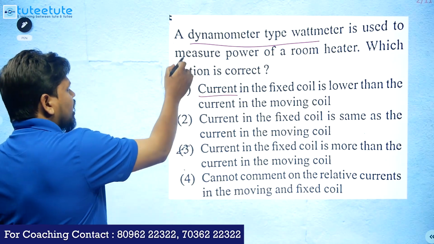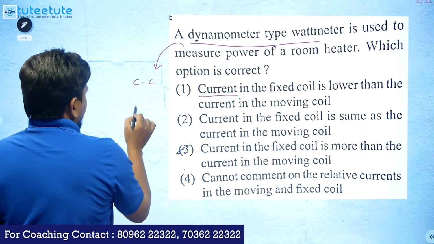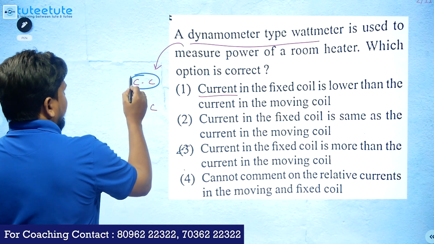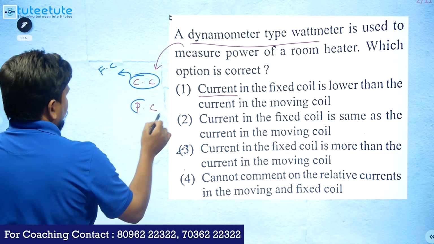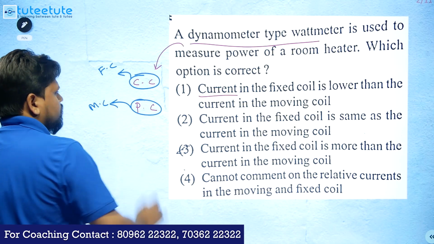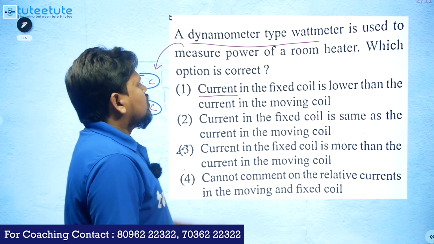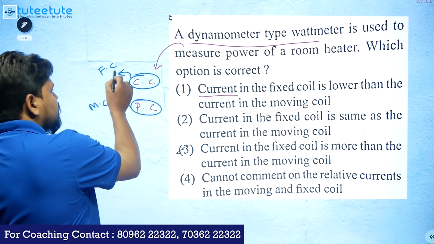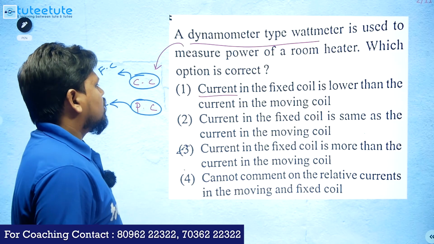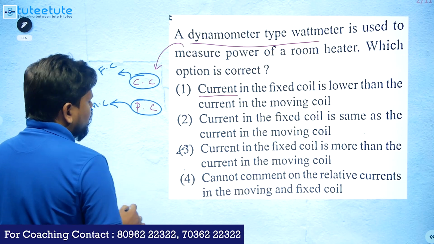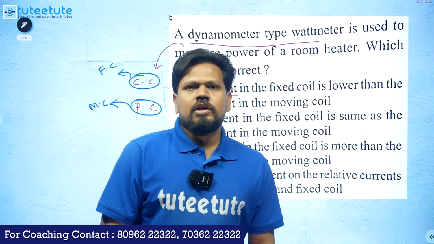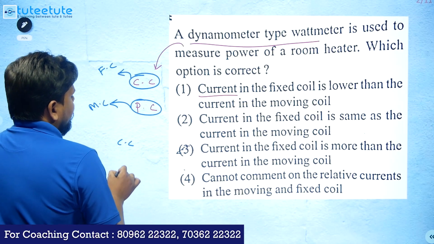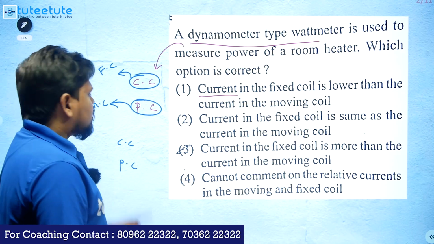So in any dynamometer type of instrument, there will be a current coil and a potential coil or pressure coil, as we used to call. Current coil is also called the fixed coil. Potential coil is also called the moving coil. Now what they are asking is to check the currents in the current coil and potential coil, that means fixed coil and moving coil. First we need to know where these coils are connected, where the current coil is connected and where the potential coil is connected. So these questions are also important for us.